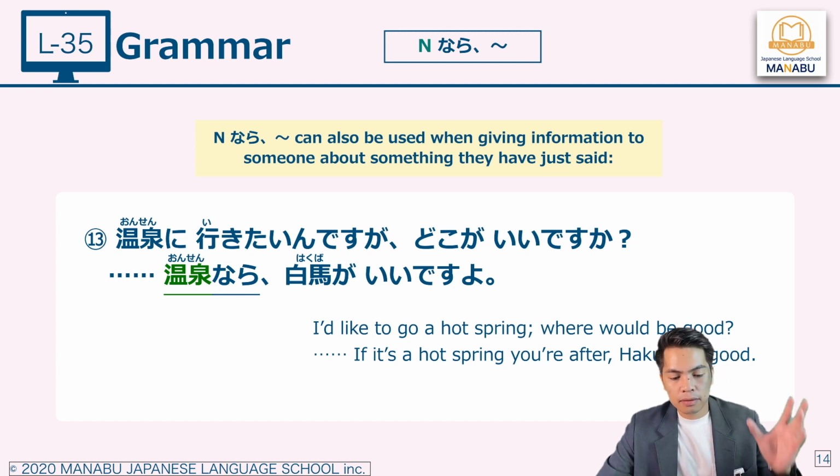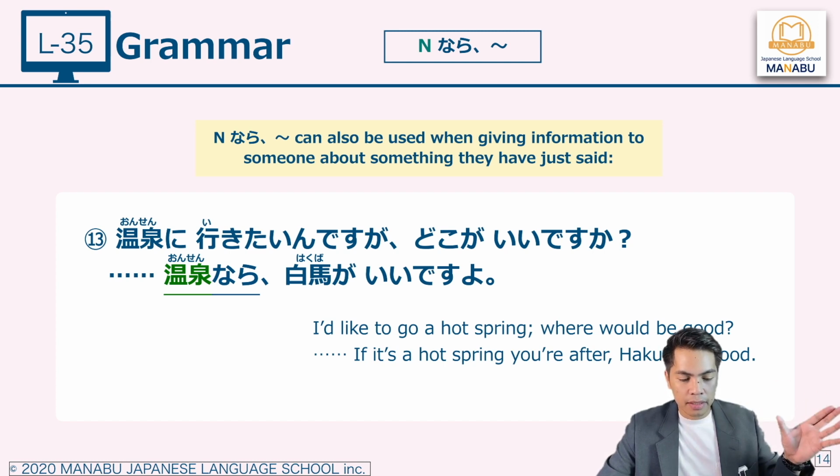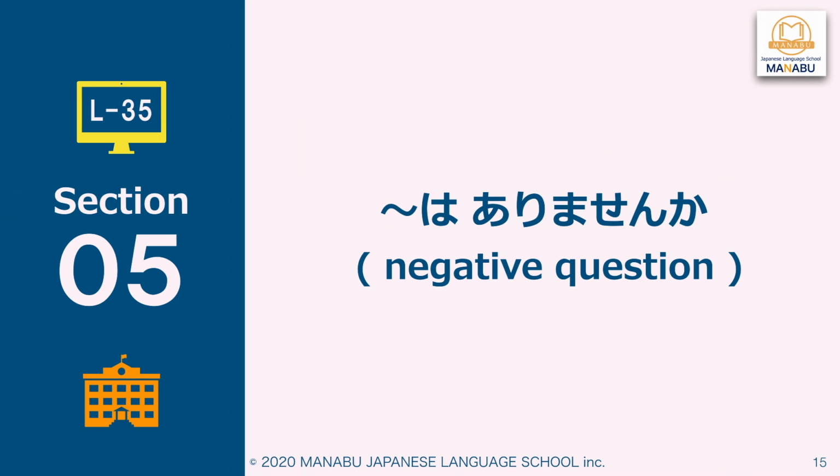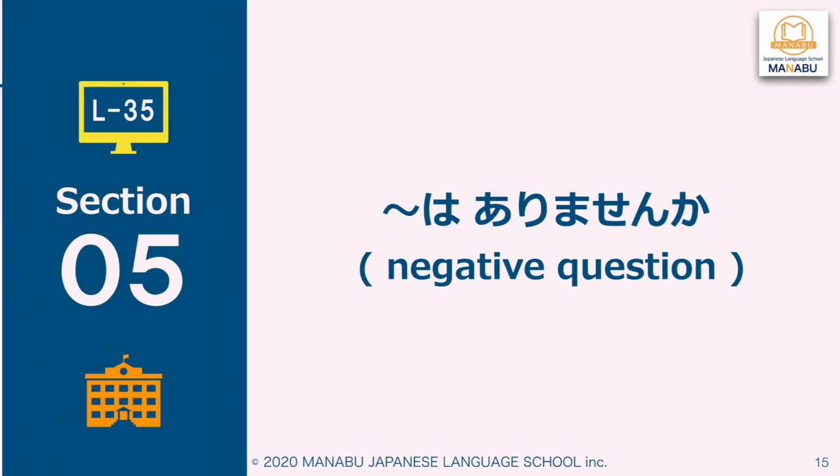So someone talk about onsen, hot springs. I'd like to go to hot spring. Where should I go? So he is talking about hot spring, onsen. Then the next person said, oh, hot spring, onsen nara. So if you're talking about hot springs, hakuba ga ii desu yo? Hakuba would be good.